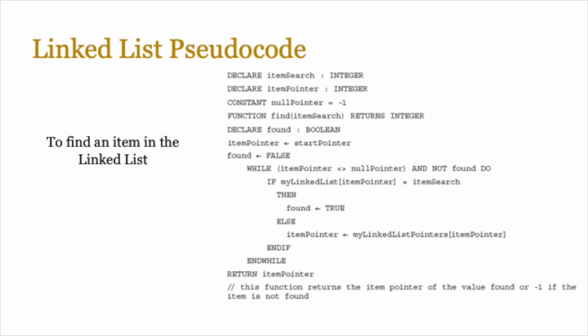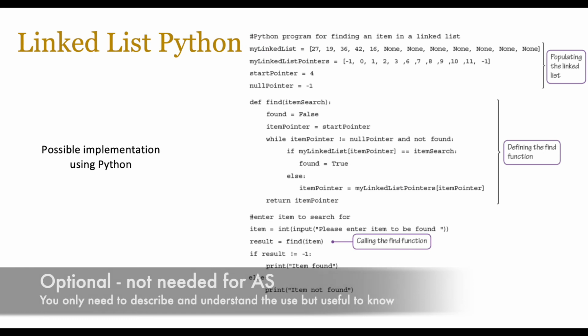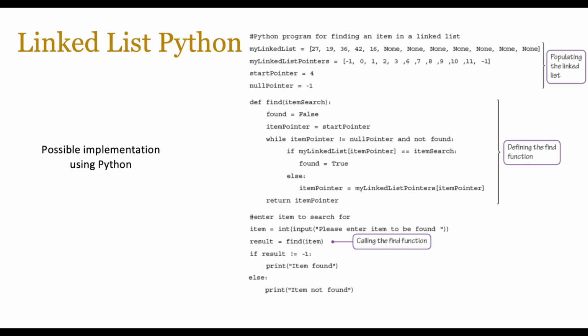So pause the video and have a look at the pseudocode and understand it. Now, next stage is to implement this in Python. One possible implementation is on screen, so you can pause the video and just have a look at that and then try to code it. Of course, you can go online and look at other implementations as well. Lots of different ways to implement linked list. Just make sure that you're familiar with coding it in one particular way.